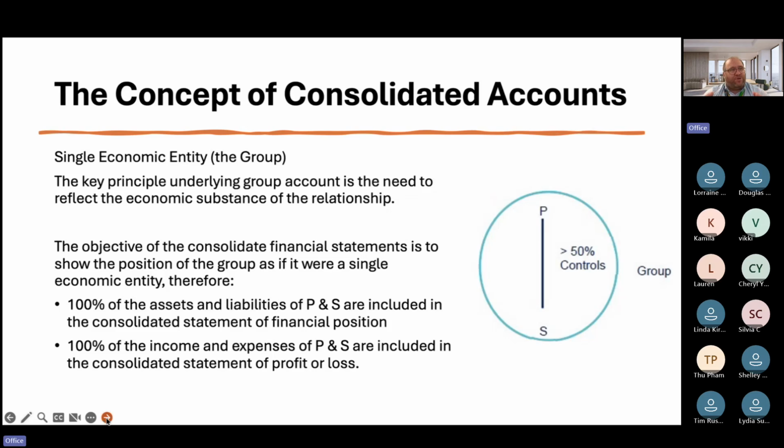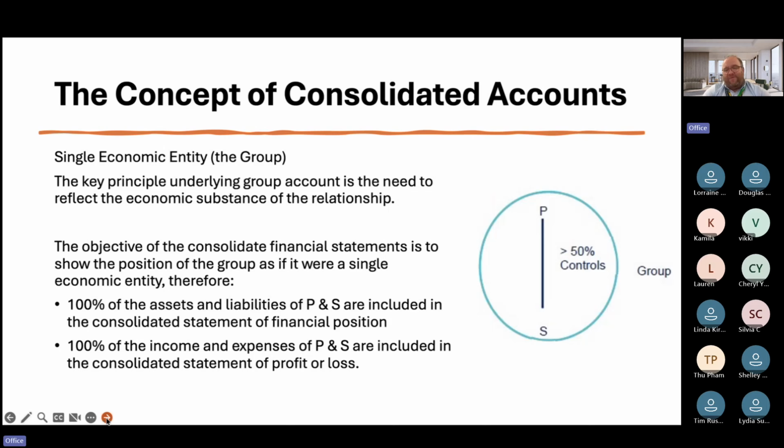So in extremely simple terms, and we'll get into some of the detail in a minute, 100% of the assets and liabilities of both P and S should be included in the consolidated statement of financial position. And 100% of the income and expenses of both P and S are included in the consolidated statement of profit or loss. We'll look at the detail of it, but the first starting point is 100% of the assets and liabilities in the statement of financial position, and 100% of the income and expenses in the consolidated statement of profit or loss.